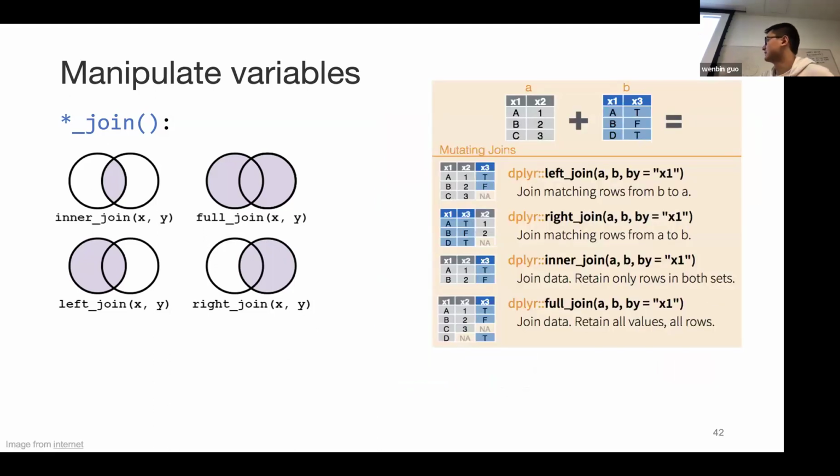So here is a simple summary of how to use the left join, right join, inner join, and the full join. Basically, you input two data frames and then specify which columns or variables to be aligned. For example, here we specify x1. It will use x1 as the index and then adjust the other data frame.